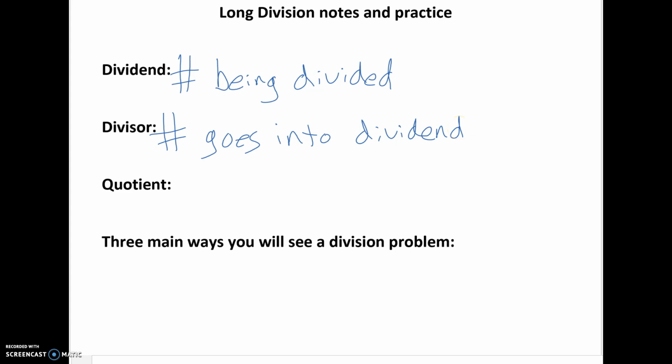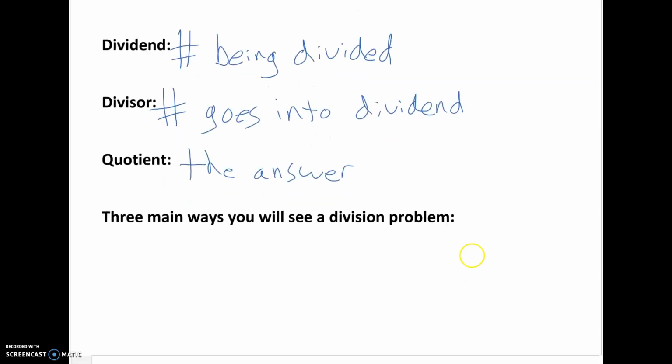So for example, if you have 20 kids and you're dividing them into 4 groups, the 4 groups would be the divisor. Okay, it's how many parts they're going to be divided up into. And lastly, the quotient is simply the answer to a division problem. Okay, so those 3 words, you got to make sure you know what they are and where certain numbers go. Okay, because if you mix up the dividend and divisor, you're going to get the wrong quotient.